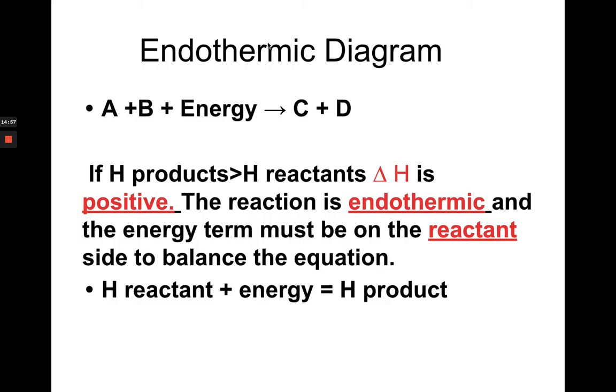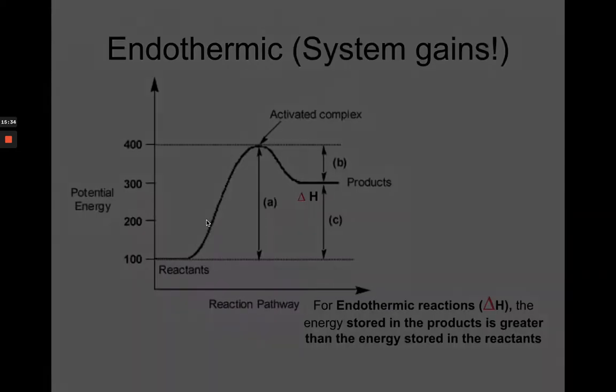Now, an endothermic diagram essentially shows you that here are your reactants, and they had stored in them about 100, you add your 200 and you get your products. Okay, so the products have more space. So if the energy stored in the products is greater than the energy stored in the reactants, then delta H is positive. The reaction is endothermic, and the energy term will be on the reactant side. In order to get to the products, we had to add energy to the reactants. So in other words, the energy in the reactants plus the energy we put into the system gives us the energy of the products.